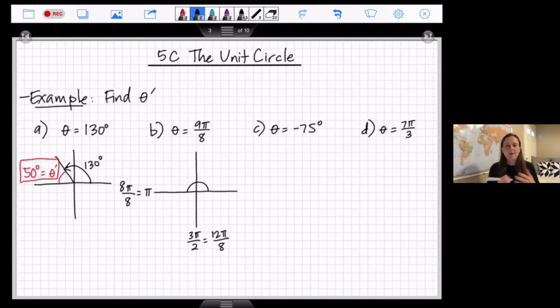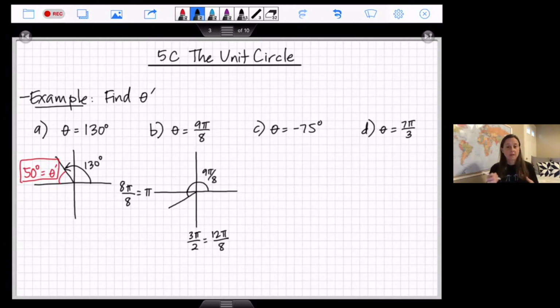Okay, so that would be too many pi's over 8, right? I just need 9 of them. I have 8 of them. If I go to pi, I don't want to go all the way past 12. So I'm just going to go a little bit past 8 pi over 8. And this would be my angle 9 pi over 8.